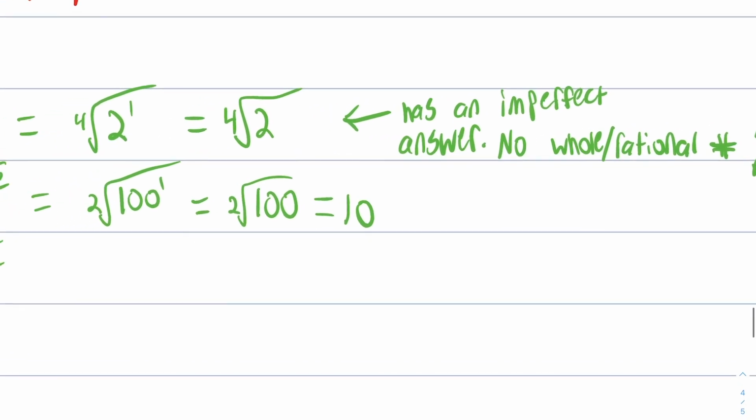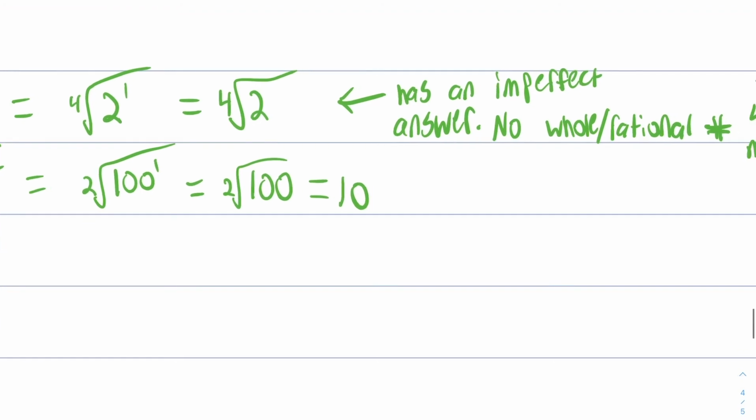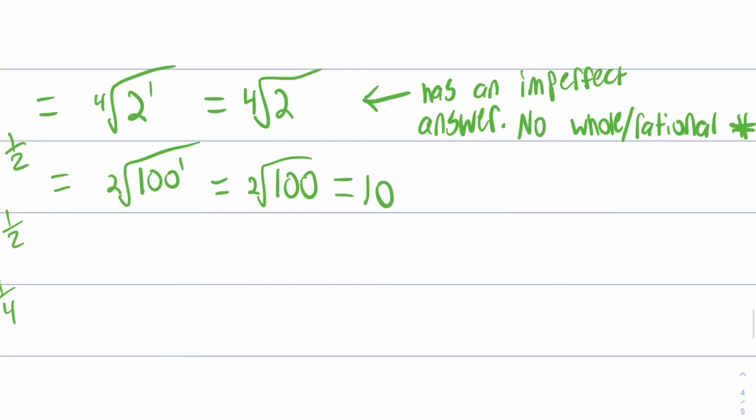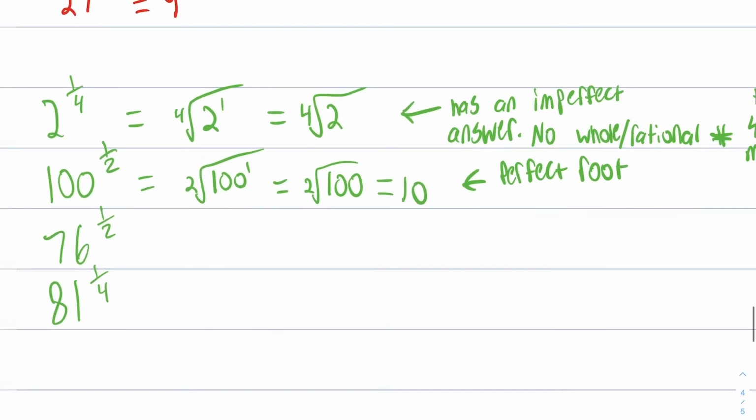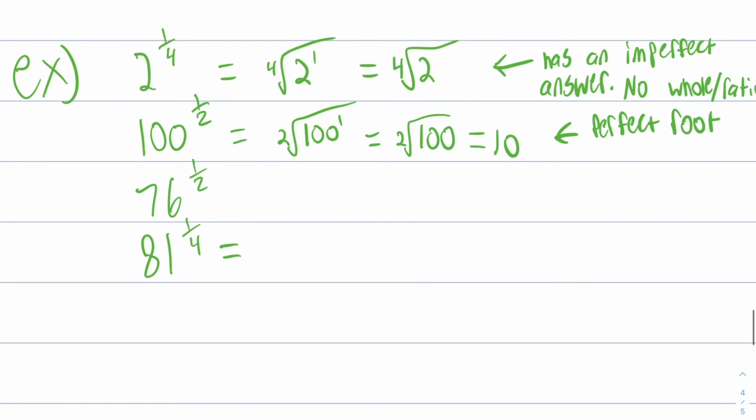If you put the 4th root of 2 in a calculator, you will get an answer, but it's not going to be a clean answer. It's going to be a never-ending decimal, which is an irrational number. So we just leave it as the 4th root of 2 because that's the only neat way to answer it. The square root of 100, though, is a perfect root. You could say perfect square root, but there are other numbers that have perfect roots, like this one.